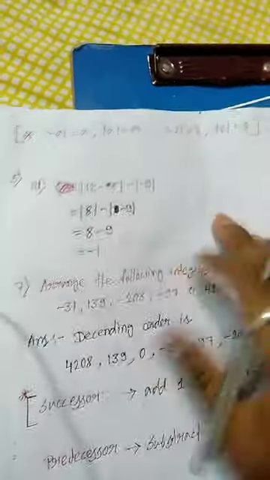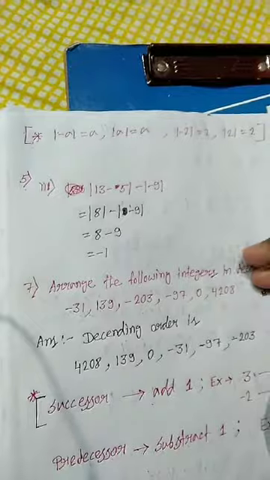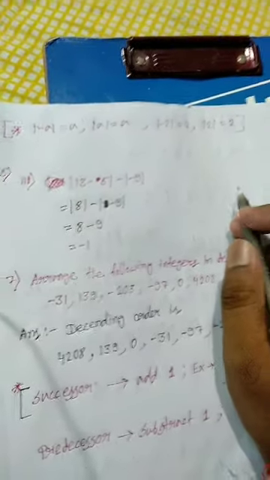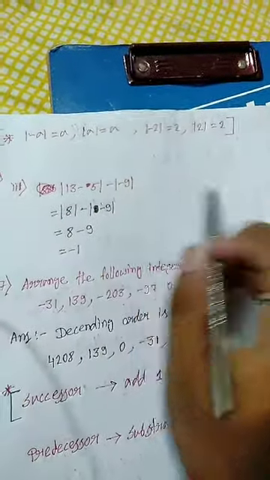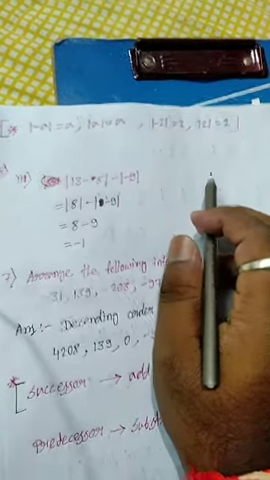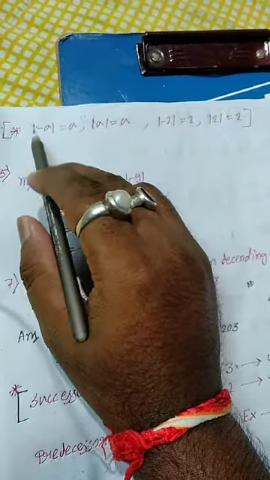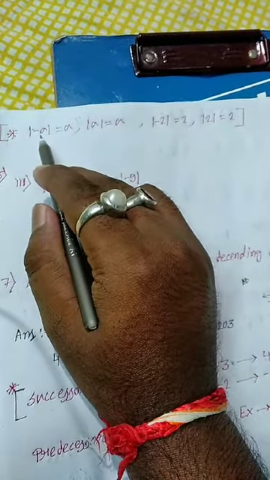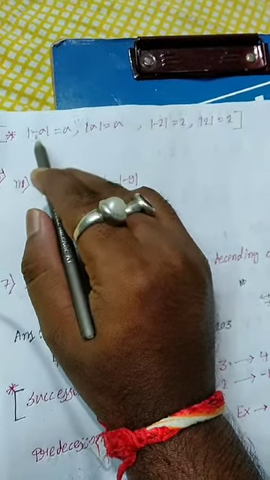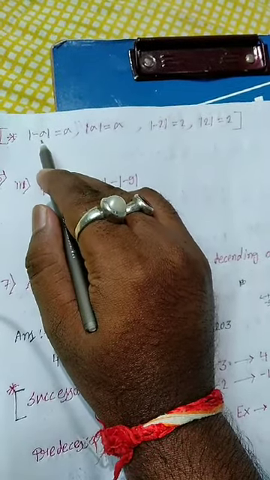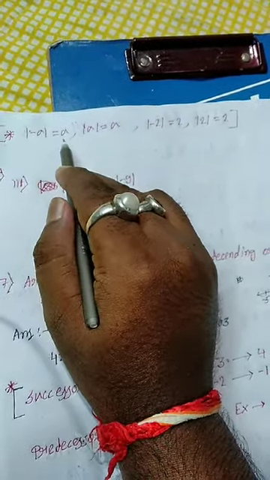Now go to the next one, question number 5. Question number 5 is given, the modulus function. Firstly you have to know the meaning of this modulus function. The modulus function is, whatever you put, plus or minus, the modulus function always gives the positive value.